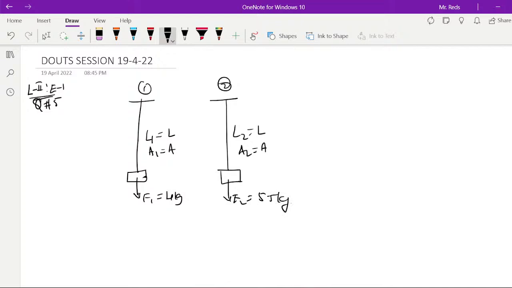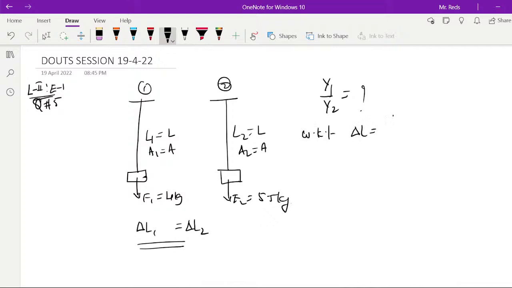Respectively. The ratio of Young's moduli Y1 by Y2 of the materials of the wires for the same elongation. It is also mentioned that even though the forces are different, the elongation produced in the first one is equal to the elongation produced in the second one. So what is the ratio of these two is the question. So you have to use this as a condition.